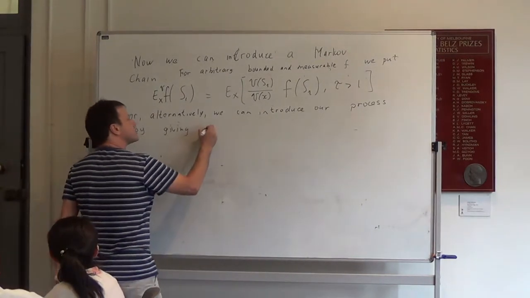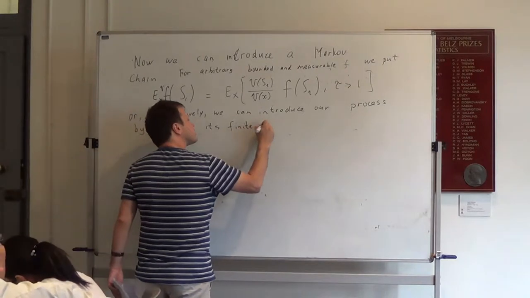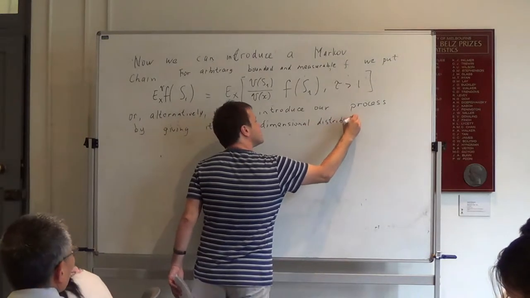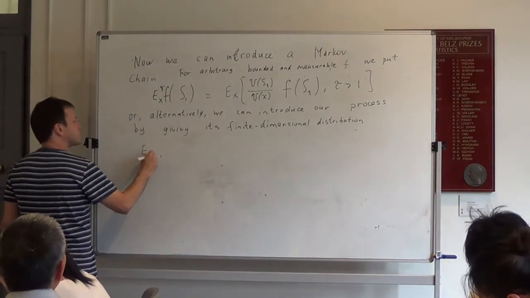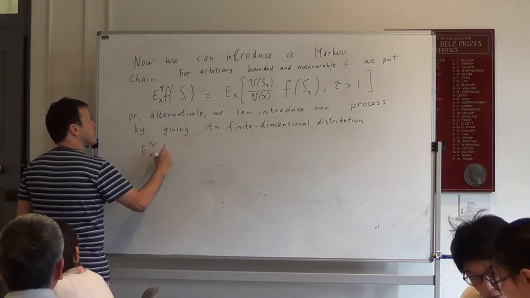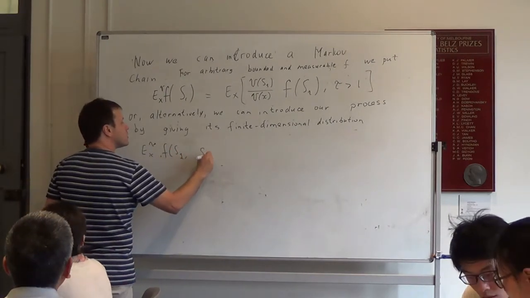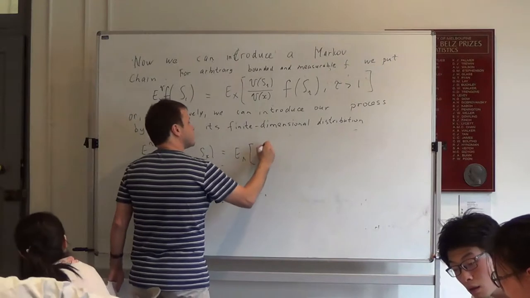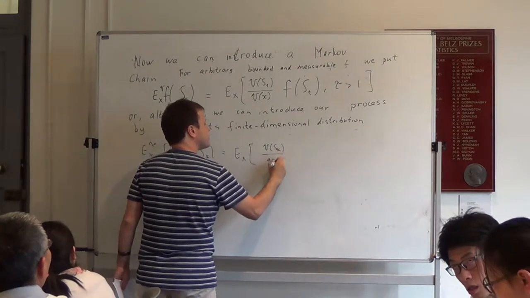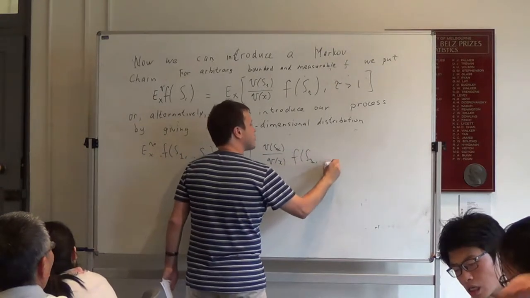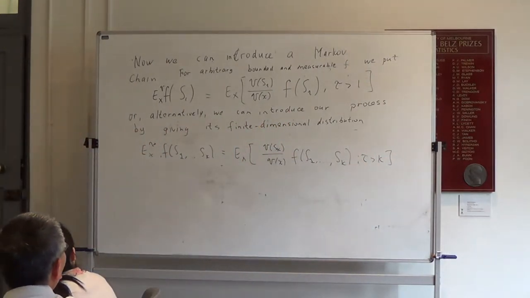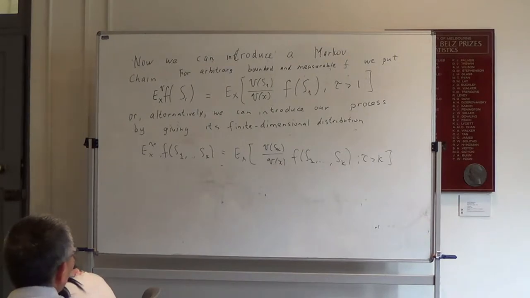So we can introduce the process by giving its finite dimensional distributions. The expectation, starting at x, of the finite dimensional distribution of S1 to Sk is equal to the expectation starting at x of v of Sk over v of x, times f of S1 to Sk, on tau greater than k. So that's another way of writing this down. I'll give you an example very shortly, just to see what we are going to get as a result.